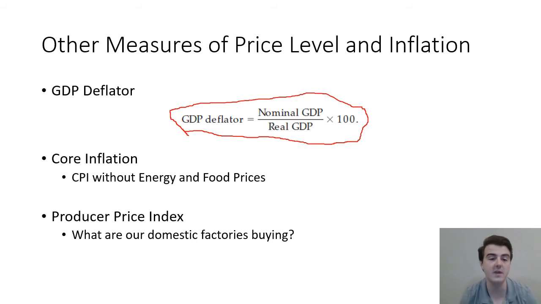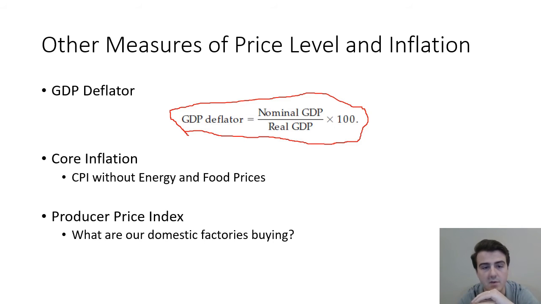Core inflation is going to be CPI, the consumer price index, if we take out energy and food prices. Energy and food prices vary very dramatically, right? They go up and down all the time. I'm sure you guys are intimately familiar with the dance of gas prices and food prices flying up and down, right? So in order to get a better idea of what typical prices are doing without these dramatic changes, we look at core inflation. And lastly, the producer price index is essentially the same thing as the consumer price index. Instead of asking what our consumers, our general individuals in the public, are buying, we ask what our domestic factories, our producers, are buying, right?